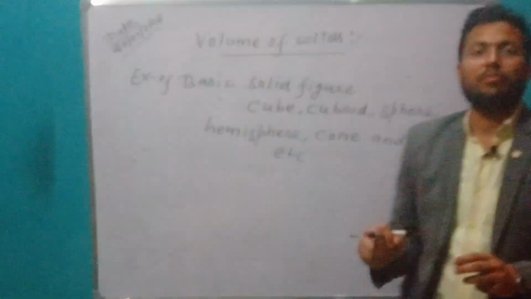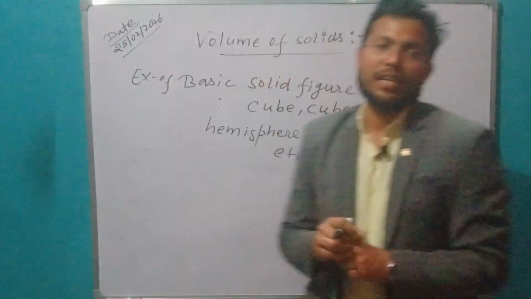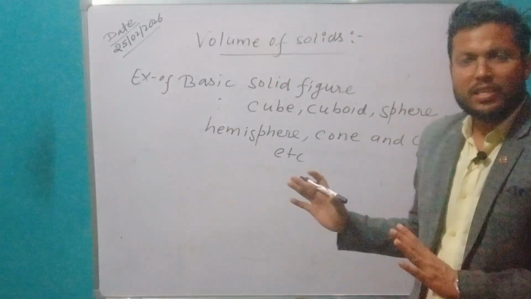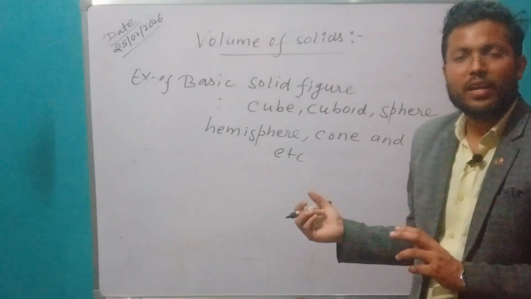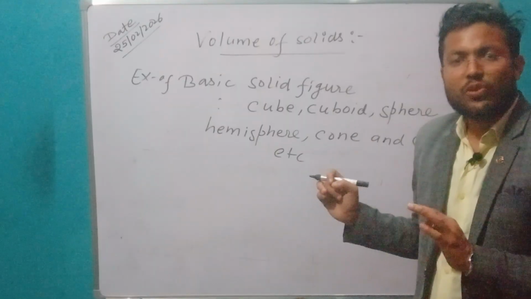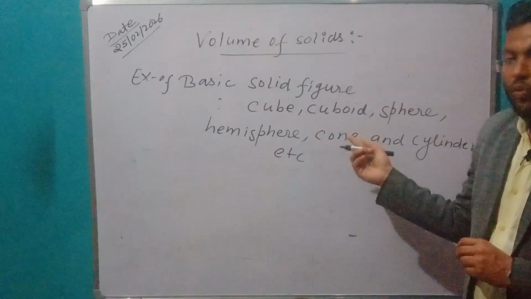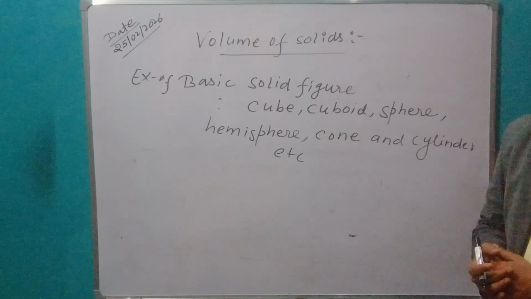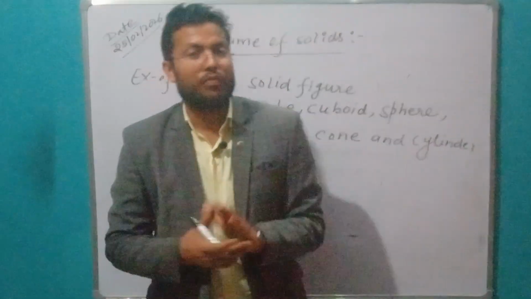All these figures have three dimensions, meaning length, breadth and height, due to which we can say that these are all solids. So these are the basic solids in geometry. It is necessary to know the volume of these basic solid figures. So first of all, I explain about the volume.